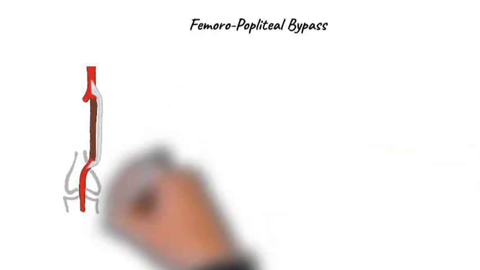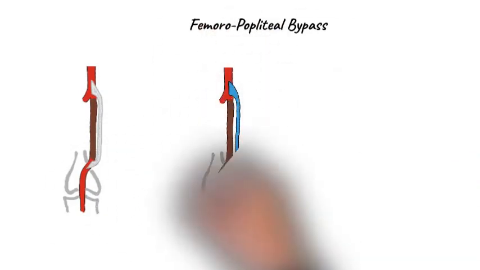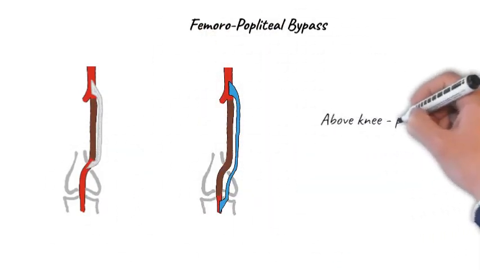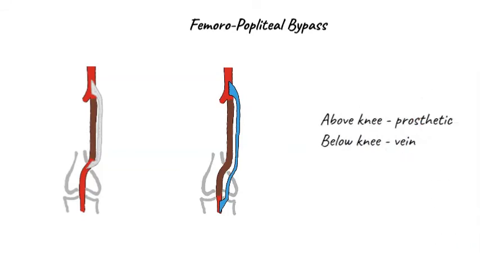Fem-pop bypasses are also done, either for long occlusions or multi-level stenoses. We can undertake a fem-pop bypass either with prosthetic or with vein. If we're bypassing from the common femoral to the superficial femoral above the knee, we tend to use prosthetic because there's no difference in patency rates between prosthetic and vein above the knee. But once we move below the knee joint, vein performs better in the long term, so we preferentially will use vein for below-knee bypasses.